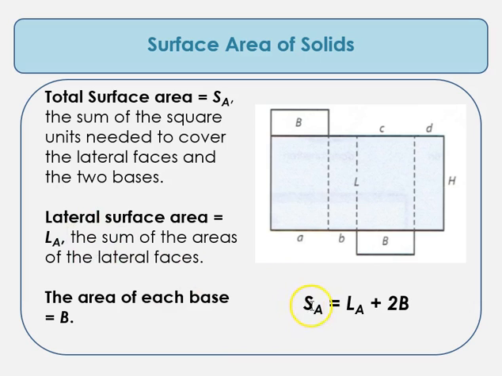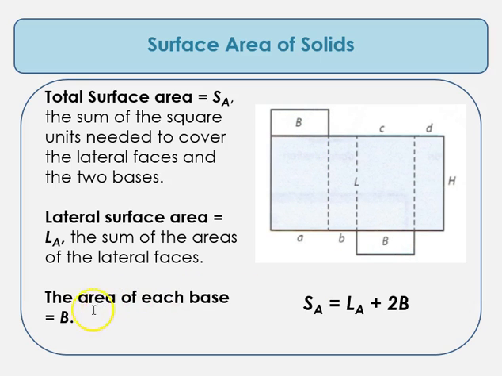Now, S sub A, or surface area, equals lateral surface area. In your book, this will also just be an L, but we have lots of L's in our formulas, so it's a capital L sub A. And the lateral surface area is the sum of the areas of the lateral faces. So this blue rectangle here is your lateral surface area, L. And it is everything in the figure except for the bases.